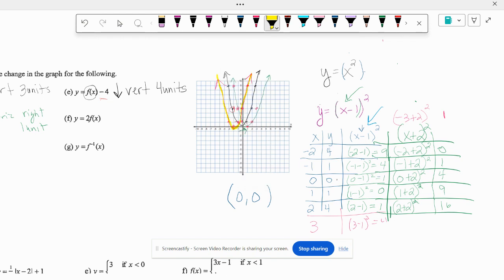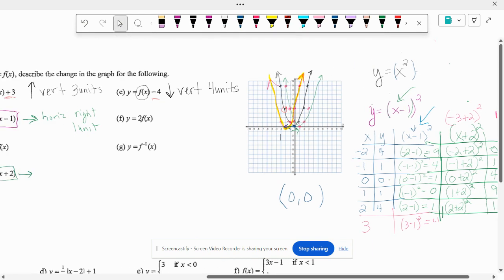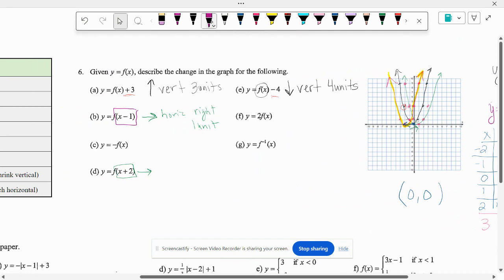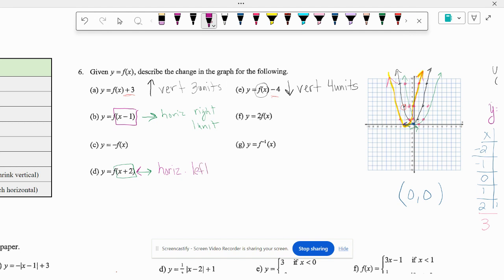So I've taken the parent function, which was at 0, 0, and I moved the vertex 2 units to the left. So when you have a function with addition inside of the function, just like we had x plus 2, the quantity squared, it's still a horizontal movement. Horizontal moves you to the left and to the right. So this horizontal translation is going to move you left 2 units.